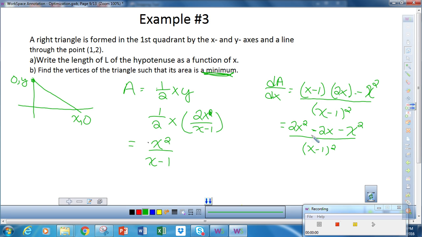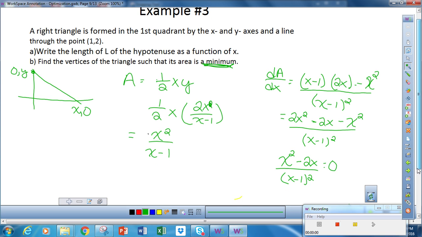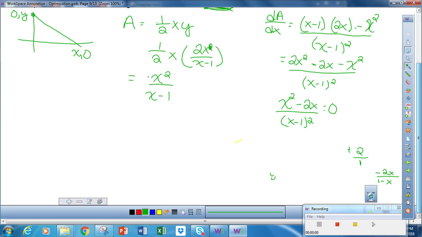So this gives me x squared minus 2x over x minus 1 squared, and I want to set that equal to 0. And I'm going to find all the places. Remember, it's where the derivative is 0 or undefined that gives me my critical numbers. So where's this derivative 0 or undefined? It's 0 at x equals 0, x equals 2, and x equals 1.